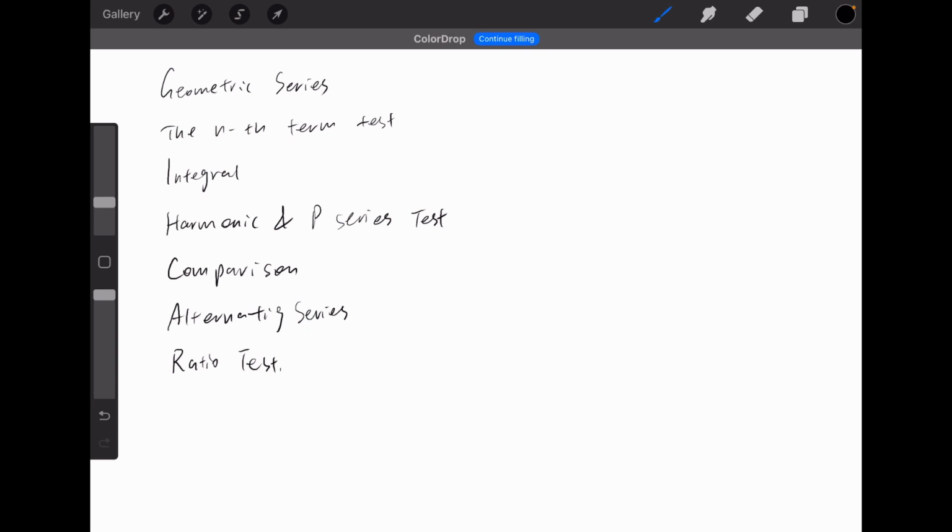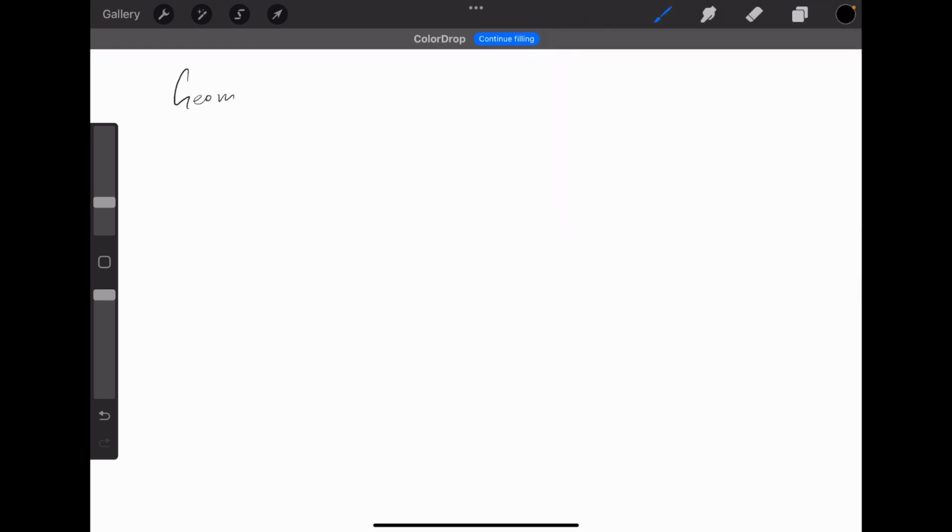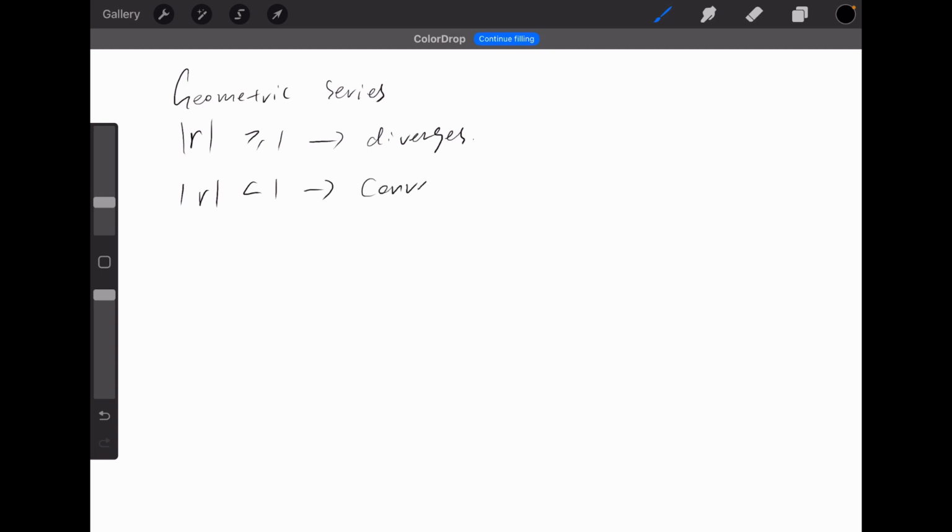Okay, so let's start with the geometric series test. From the name you may already know that we use this test when we have a geometric series. If the absolute value of the R of the geometric series is greater than or equal to 1, then it means it diverges. If it's smaller than 1, then it converges.